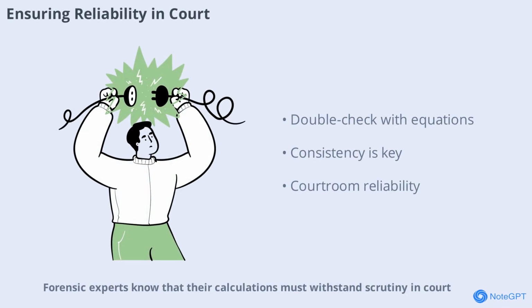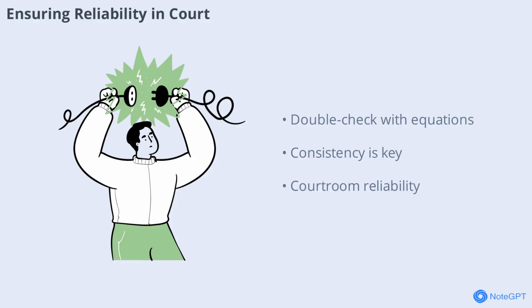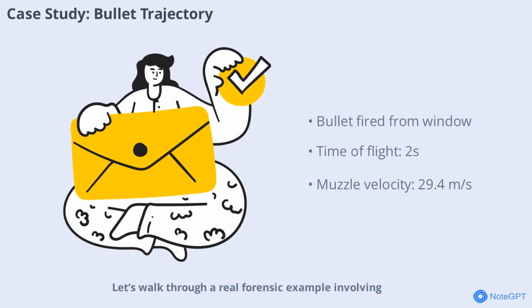Forensic experts know that their calculations must withstand scrutiny in court. That's why they always verify their results using at least two different equations. This cross-checking process ensures that the findings are reliable and can be confidently presented as evidence. By demonstrating consistency across multiple methods, experts build a strong foundation for their conclusions, making it difficult for opposing counsel to challenge their work.